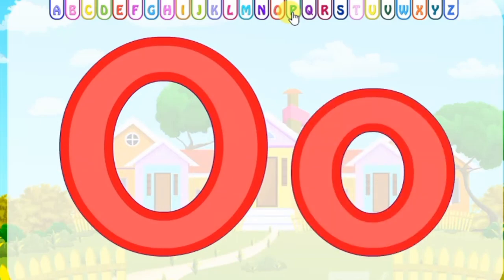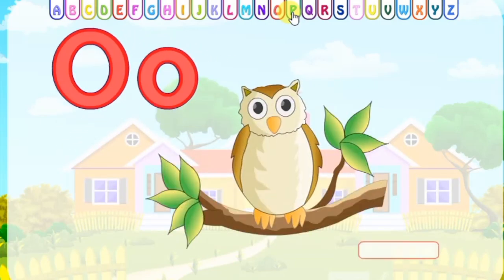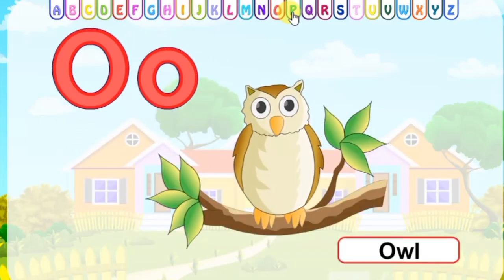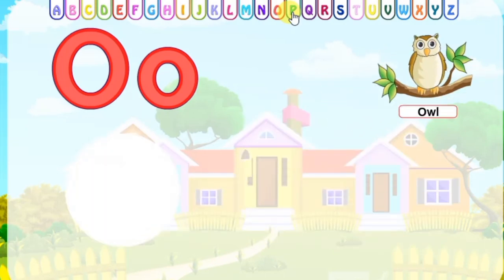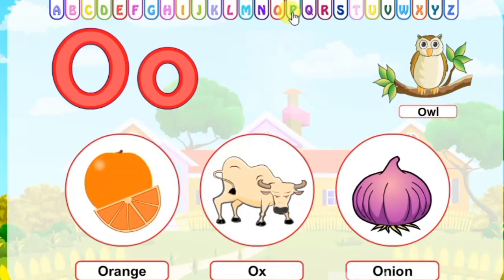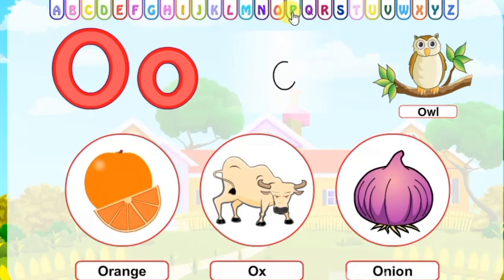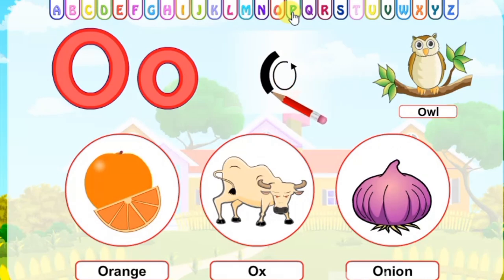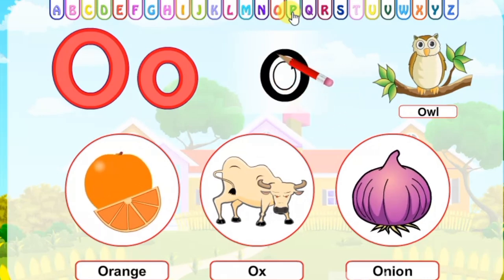O. Owl, orange, ox, onion. Join the dots to make O.